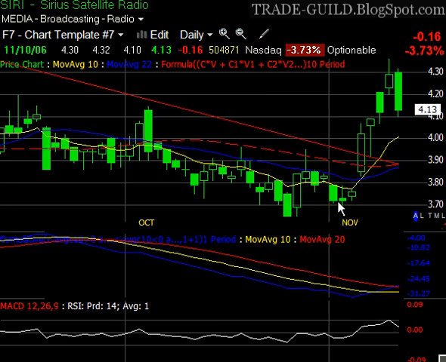Here's my entry system I use. I'm about ready to run out of time, but the 10-day crossed the 22, maybe a pullback to the 10-day, and Sirius might be a buy.